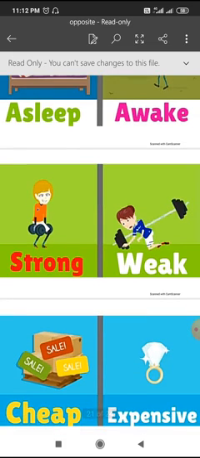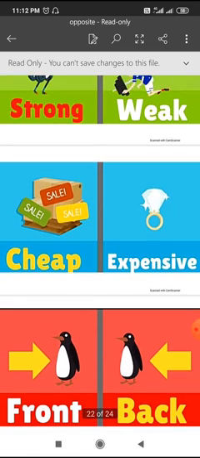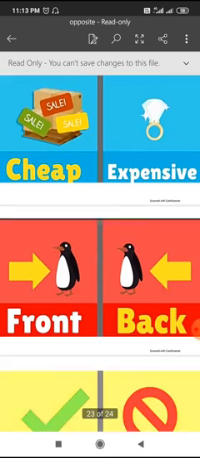Strong, weak. Strong is the opposite of weak and weak is the opposite of strong. Cheap and expensive. Cheap means which is affordable or which is less in rate, and expensive is that thing which is not affordable to anyone or which is more expensive. So cheap is the opposite of expensive and expensive is the opposite of cheap.